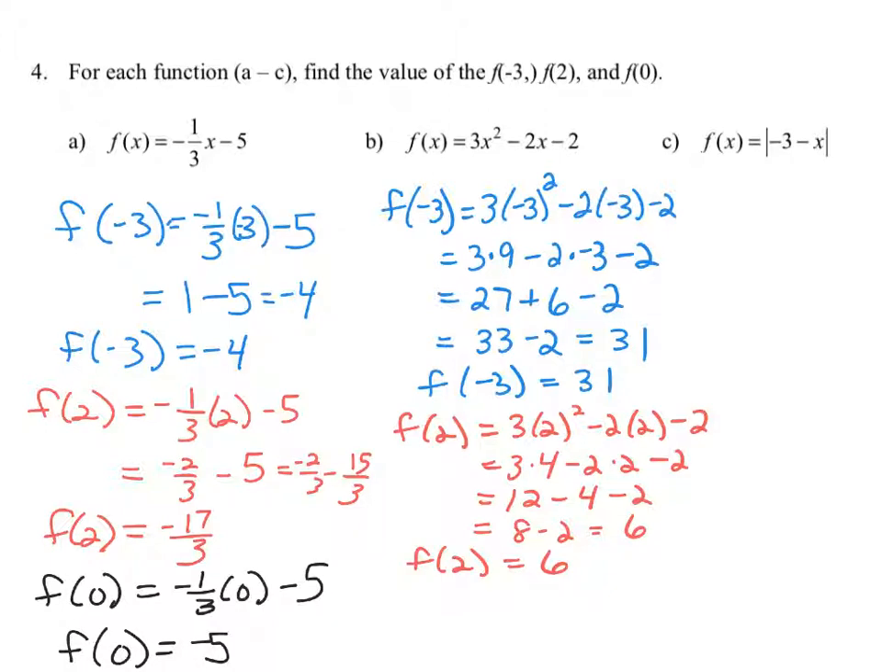Then we can evaluate f of 0, replacing each x in the original function with 0, and simplifying the result, we get f of 0 is equal to -2.